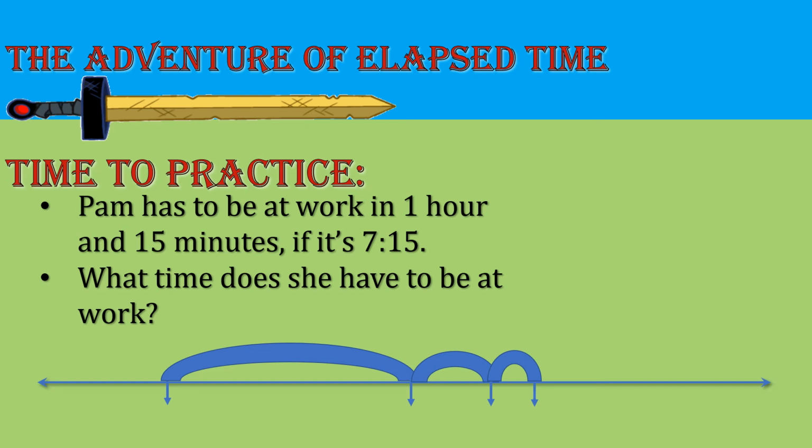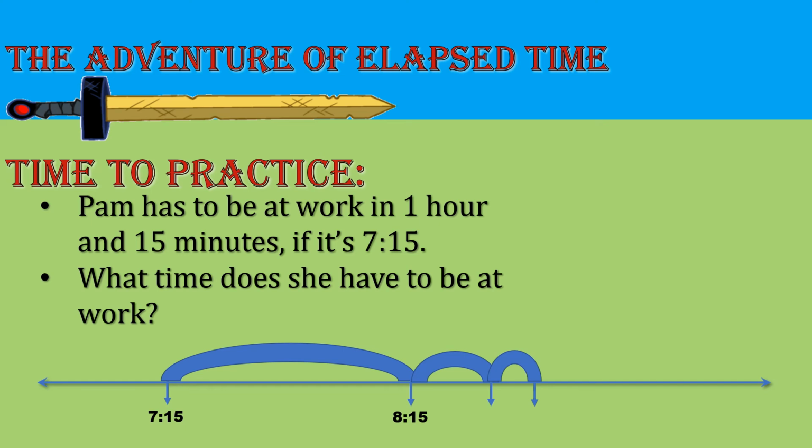So let's investigate a word problem now. The word problem says, Pam has to be at work in 1 hour and 15 minutes. If it's 7:15, what time does she have to be at work? So in this case, 7:15 is right now, which is our start time. In 1 hour and 15 minutes tells us how much time has passed. Our question wants to know what time she has to be at work, which means that we need to find an end time. So we know that she's starting at 7:15 on our number line because that's our start time.